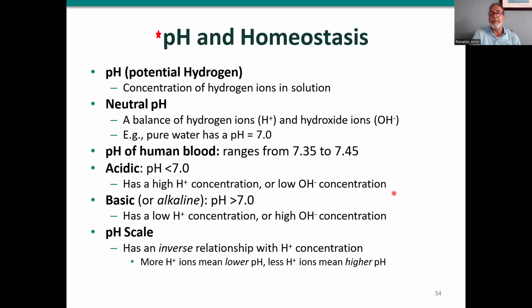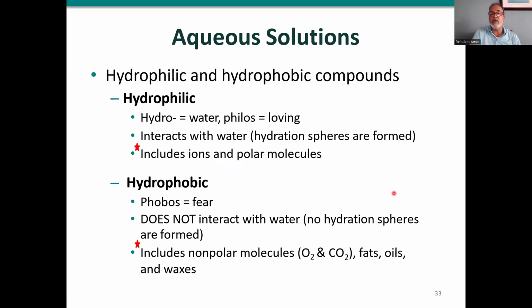Electrolytes, the pH scale, hydrophobic and hydrophilic compounds, oxygen and carbon dioxide. These have non-polar covalent bonds. So these are non-polar molecules that can diffuse through the phospholipid bilayer in the cell membrane. That's an important concept. That's how you link chemistry with anatomy and physiology.